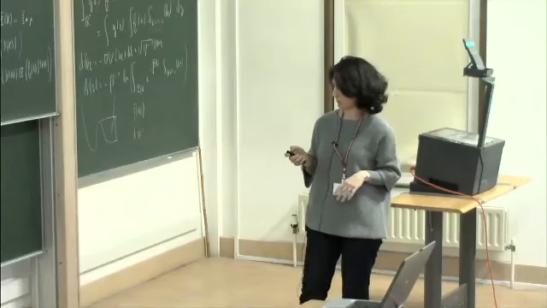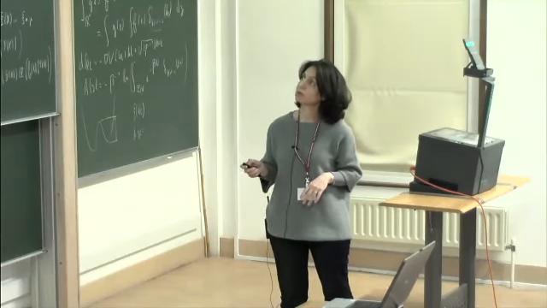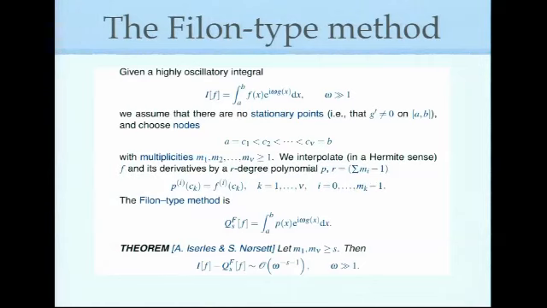I would like to present the Filon type method next. Given the oscillatory integral I[f], which is f of x times exponential to the i omega g of x for large frequency, we assume that there are no stationary points, though they can still be present, and the theory covers that part as well. We choose certain node points with multiplicities, and we construct a polynomial which will agree with our function values and derivatives at node points. And we construct the Filon type method, which by definition is the following: approximation of the function f by a polynomial, and the exponential will appear as a kernel here.